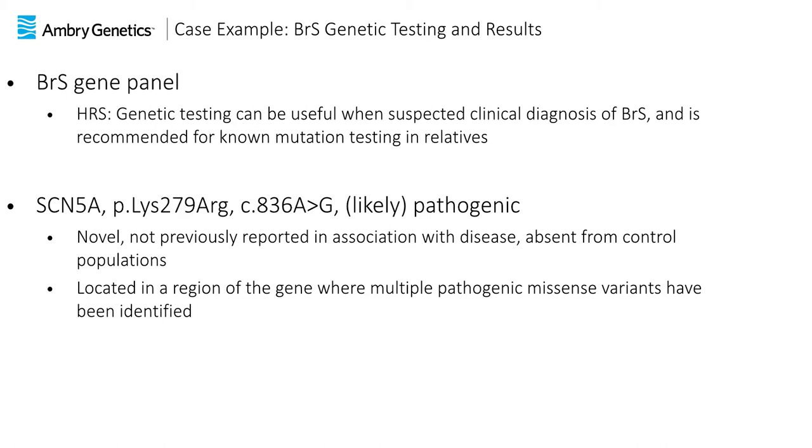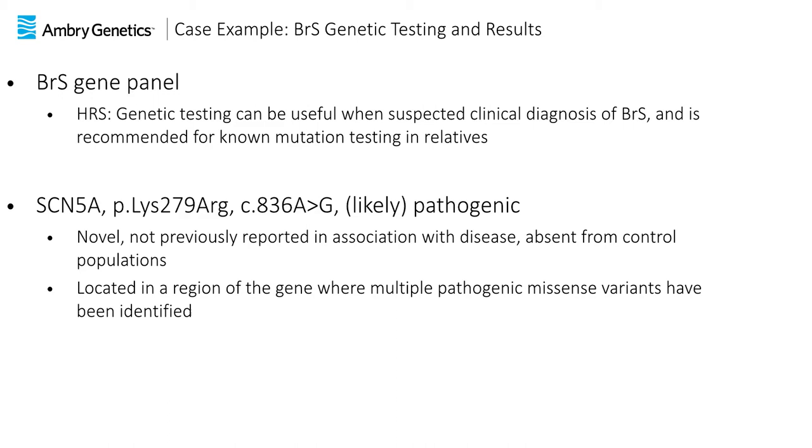This variant was novel, meaning it had never been previously reported in association with disease, but was absent from large control populations, suggesting that it wasn't a benign, rare variant. In addition, this particular genetic change was located in a region of the gene where multiple pathogenic missense variants had been identified previously in individuals with Brugada syndrome. So our thought was that this variant was certainly a very likely candidate to be disease-causing or pathogenic in this family, but the fact that it was novel made us hedge just a bit and add the qualifier of likely in there in our own clinical interpretation.